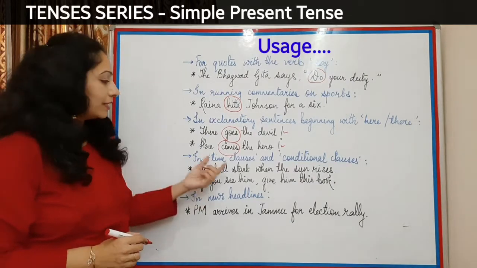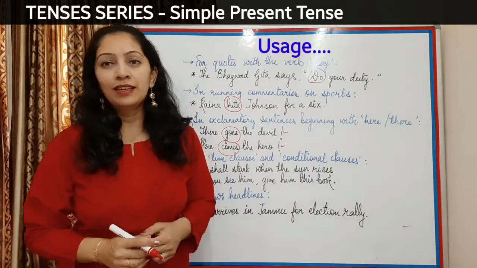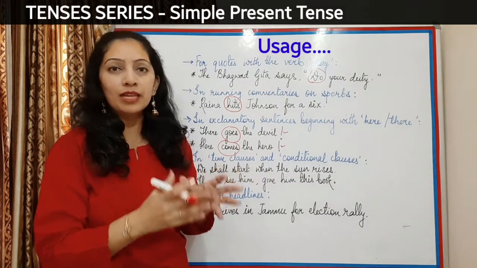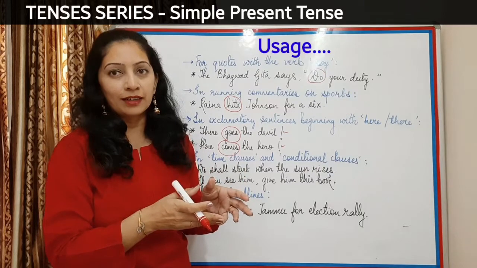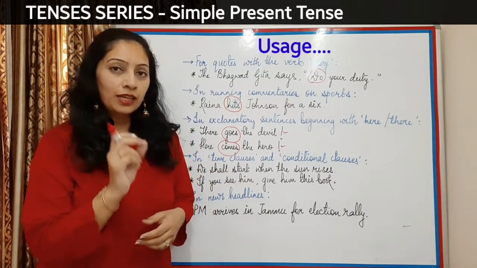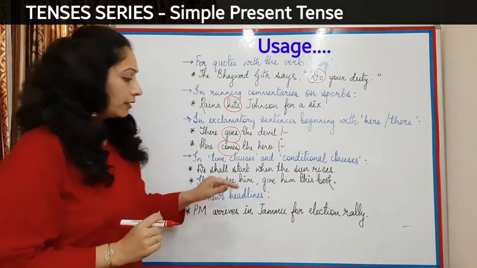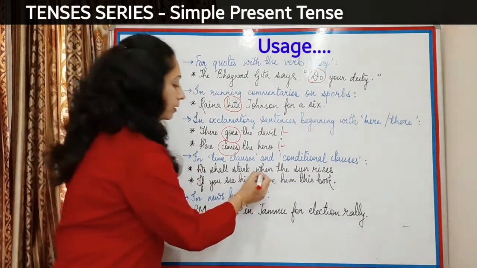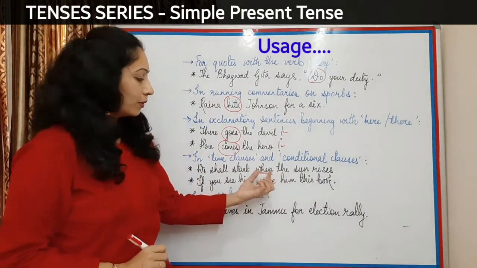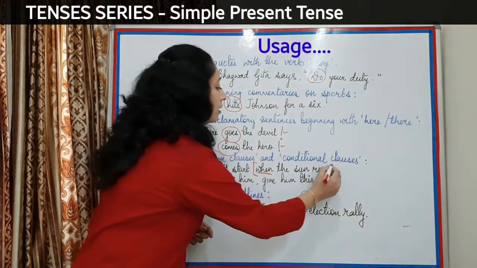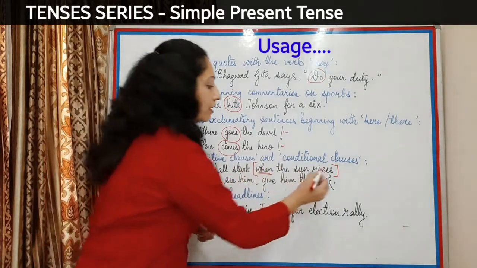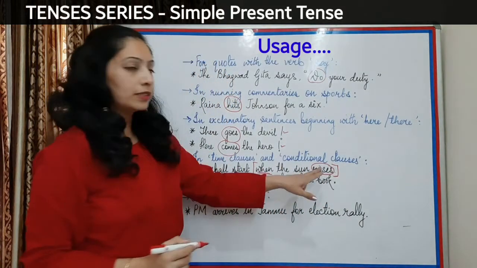The next one is in time clauses and conditional clauses. Now, a clause is a part of a sentence, right? That itself can make a meaningful sentence again. Time clauses are those clauses which tell us about an action happening at a particular time, and they generally start with the word when. When the sun rises. Okay, so now this part becomes our time clause here in the sentence. The sun rises is a simple present tense.